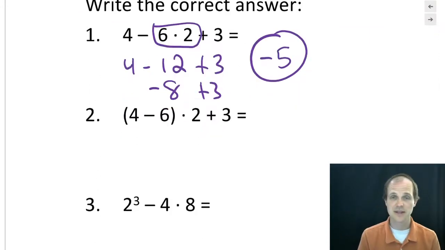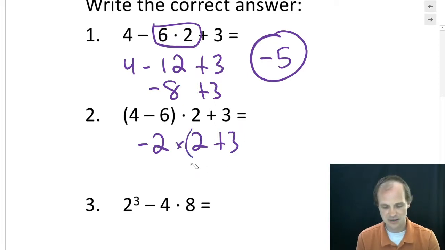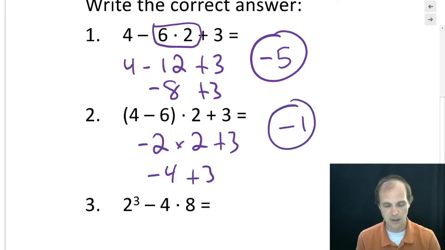Here we've got to do that parentheses first. 4 minus 6 is minus 2 times 2 plus 3. Very tempting for people to put a parentheses there, but there's not. It's not shown. So we've got to do the times first here. Minus 2 times 2 is minus 4 plus 3 is going to be minus 1.